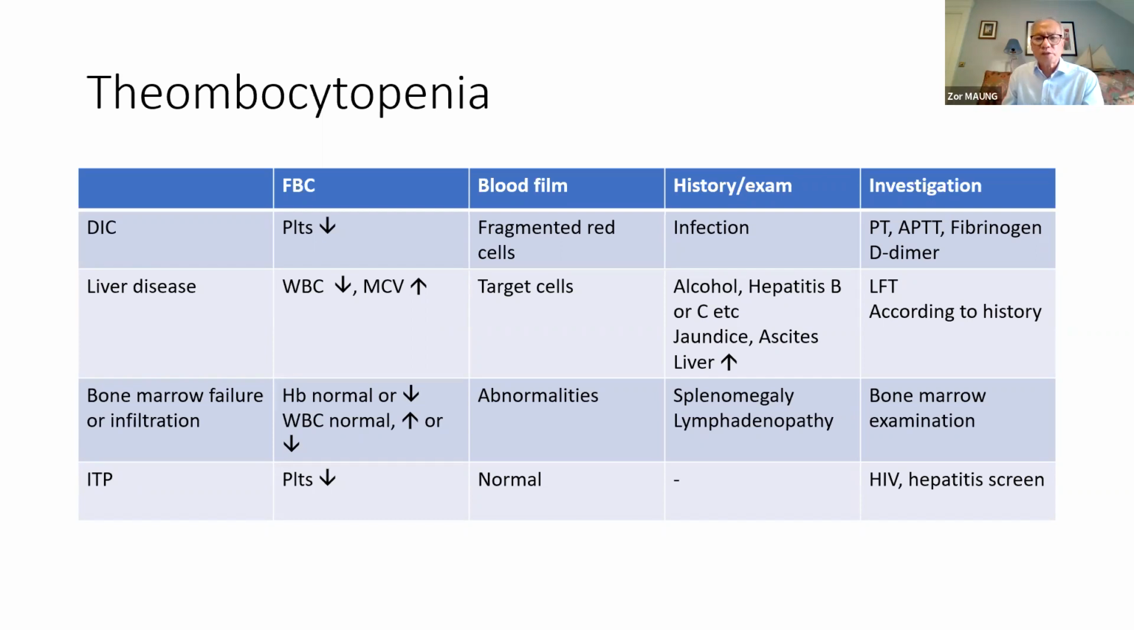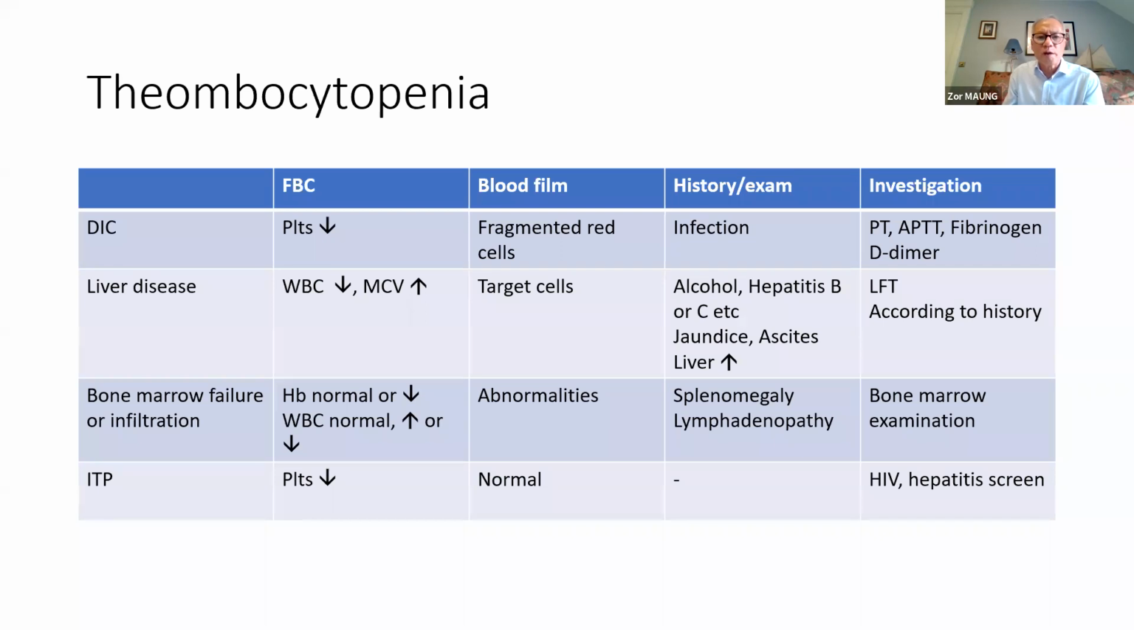The cause of thrombocytopenia is most likely to be due to liver disease. With bone marrow disease, you would normally see splenomegaly or lymphadenopathy, and the blood film will show abnormalities. Refer to hematology for bone marrow examination.